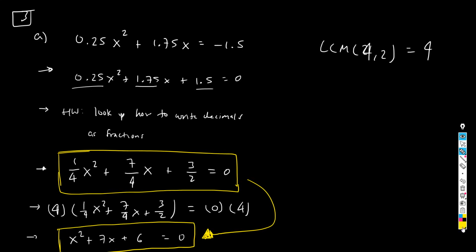Then what's next? Factorize the trinomial. I'm going to continue with this side. That's going to be x plus 6 times x plus 1. Am I right? Yeah, right. So you continue with the rest, as I told you. That's how you solve these types of problems, guys.